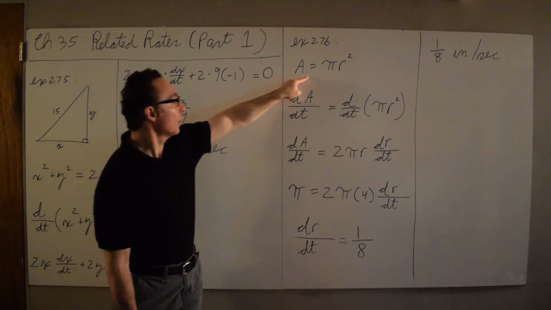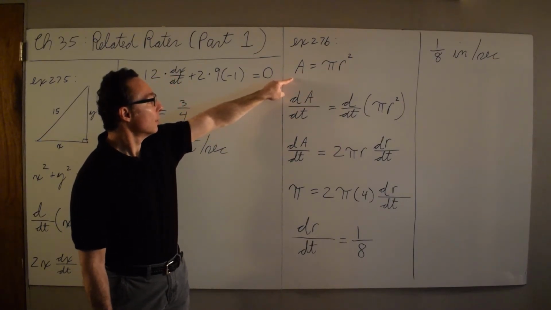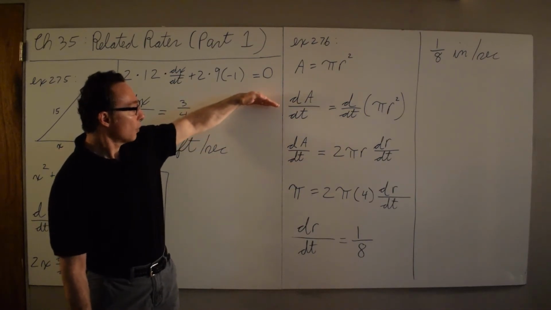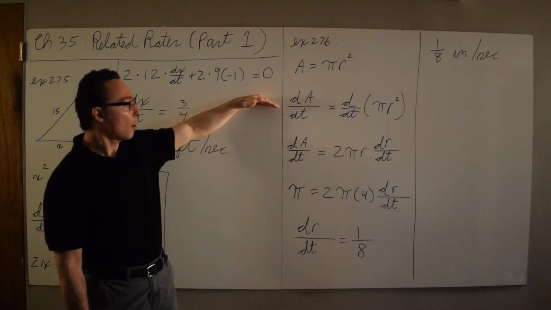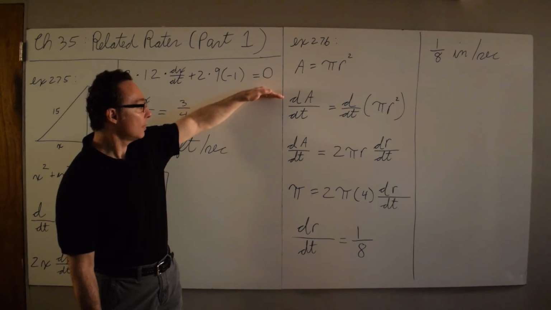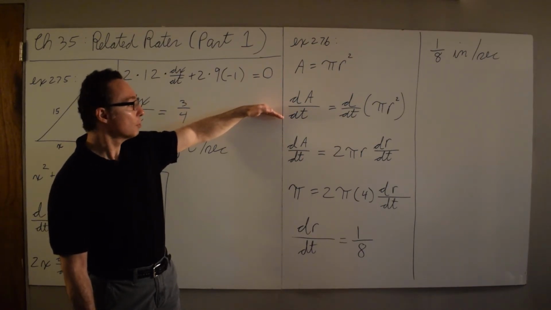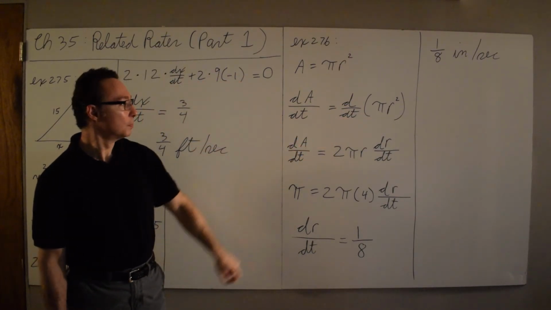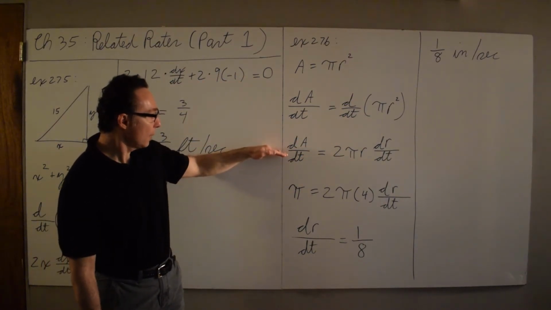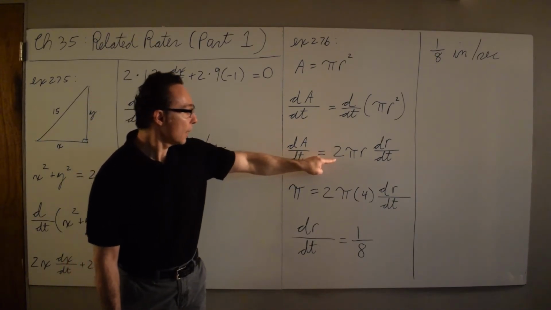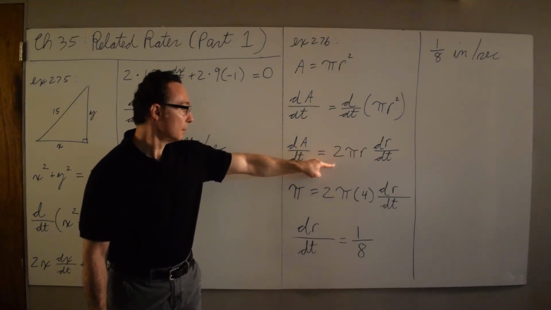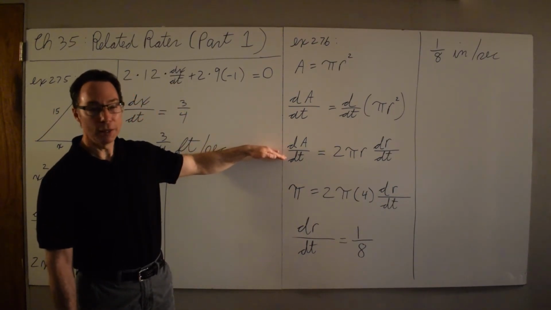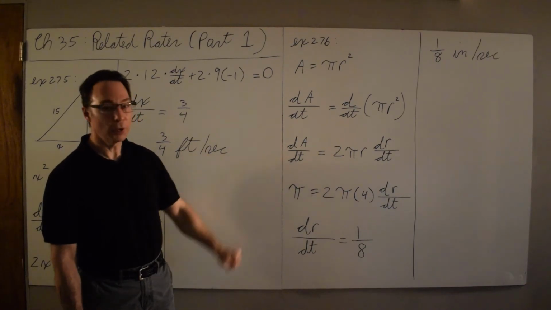We don't need a picture to write the equation of the circle. So area is pi r squared. Differentiate both sides with respect to time. So here we just have dA dt. It's a derivative of the area with respect to time. We'll take the derivative of the right side with respect to time. So here we have dA dt. Here we have 2 pi r dr dt. Now we have three variables. We have dA dt, r, and dr dt. We're being asked for dr dt.